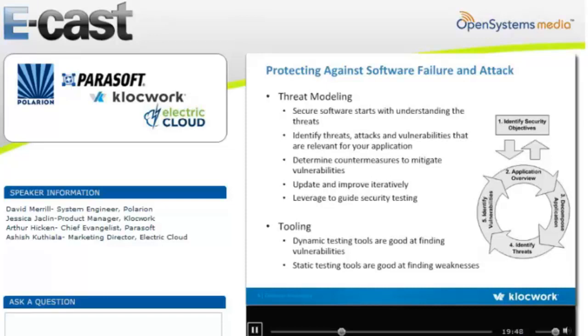And then we also have tooling, which comes into the picture. You can do dynamic testing, and those tools are really great at finding vulnerabilities, such as analyzing a running application in a sandbox, exercising a catalog of known attack patterns, and reporting potential vulnerabilities to the auditor or developers.